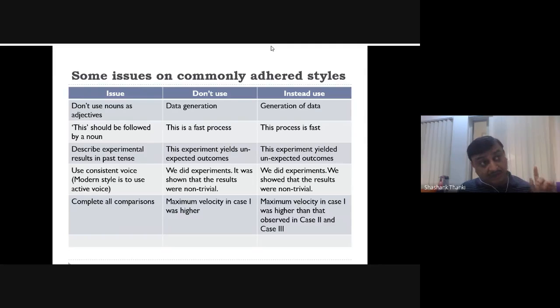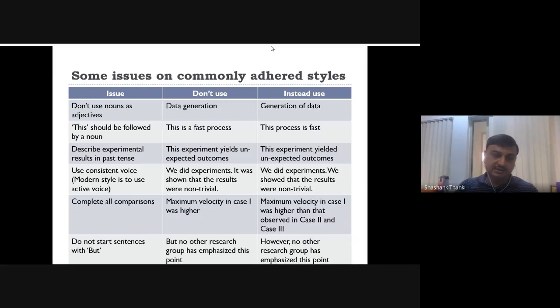Compare everything, complete all the comparisons. Maximum velocity in case 1 was higher. And when you say higher, with respect to what? So: maximum velocity in case 1 was higher than that observed in case 2. A complete comparison should be there. And very important, do not start your sentences with but. It should be like however. No other research group has emphasized this point. So this will make the flow of your article better.